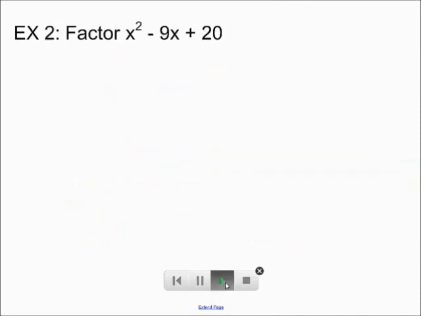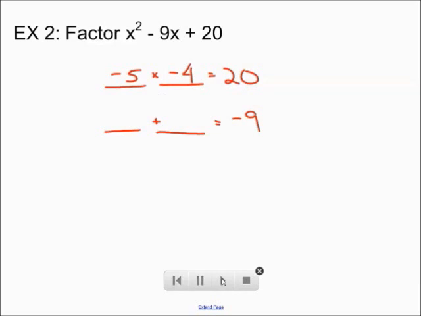So let's try this one. Again, we're looking for factors of 20 that add up to -9. This one might take a little bit more thought, 1 and 20, 2 and 10, 4 and 5. But actually, -5 and -4. A negative times a negative is a positive, and a negative plus a negative is going to give us -9. So it makes it a little bit trickier when this is negative.